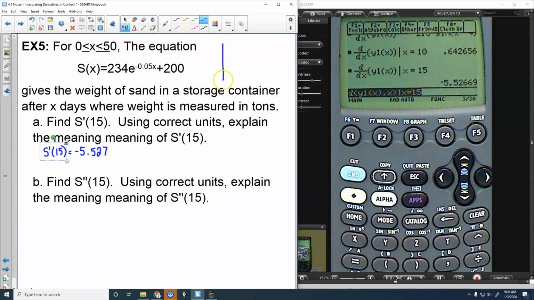Let's think about our equation right here so we can get our units correct. It's s of x, so this is x, this is s of x. What is x? X is not weight. X is our days. So x is days. And then s of x, this equation gives the weight of sand, and weight is measured in tons. So this is tons per day.